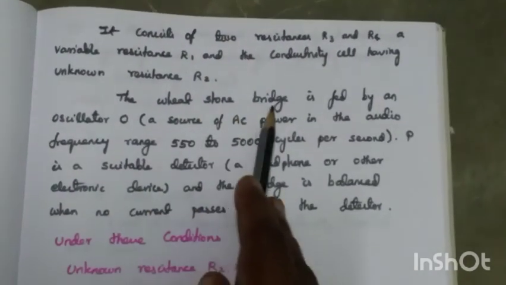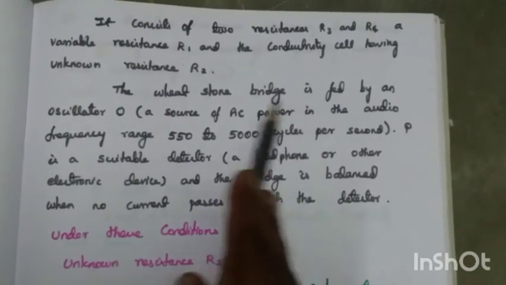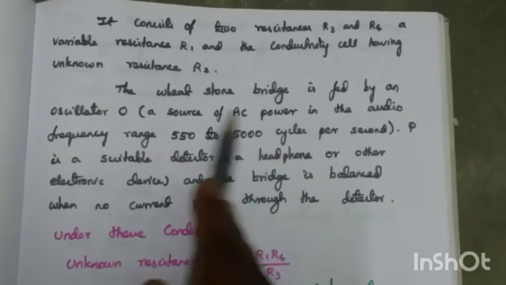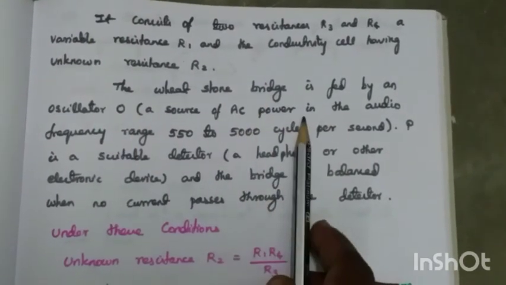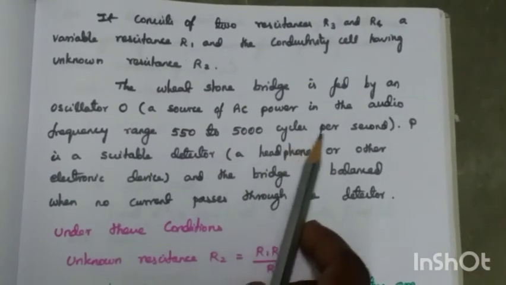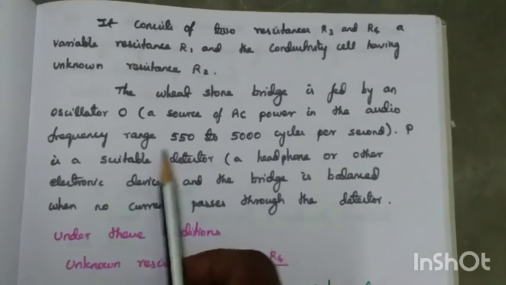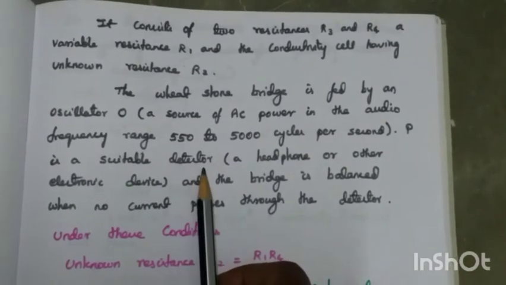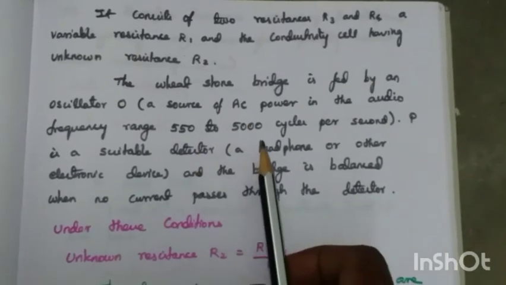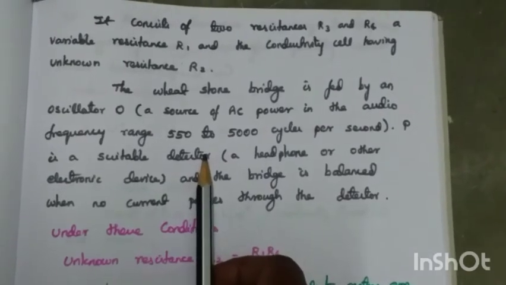The Wheatstone bridge is fed by an oscillator O, a source of AC power in the audio frequency range, 550 to 5000 cycles per second. And P is a suitable detector. In the center we have P, a headphone or other electronic device to detect the conductance.